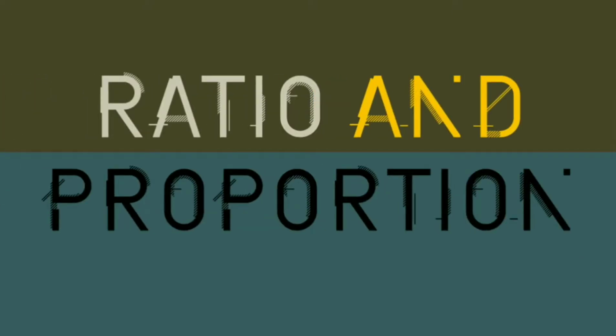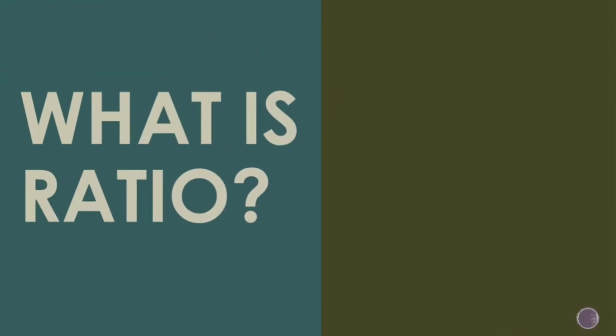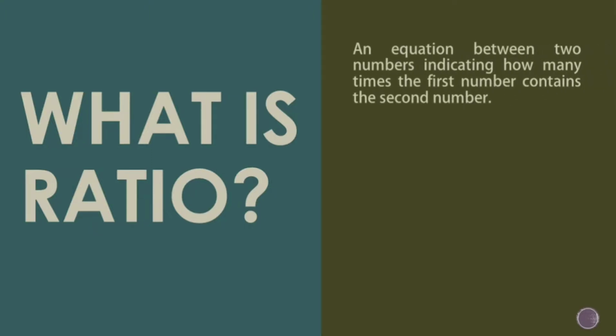The topic for this video is about ratio and proportion. First, let's define ratio. Ratio came from the ancient Greek word logos, which means reason. Ratio is the relationship between two numbers, indicating how many times the first number contains the second number. Ratios may either be whole or fraction.